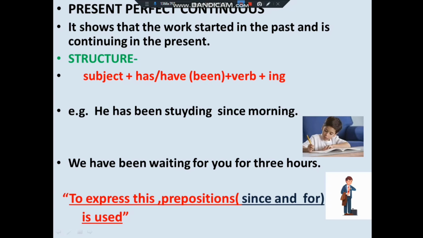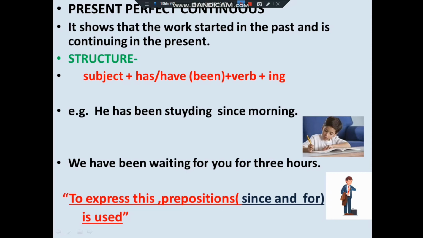Okay children, now move to the next example. We have been waiting for you for 3 hours. Means the time duration is given. In earlier also, we were waiting, means in the past we started that waiting, and the waiting is still in continuation for that time period, whatever the time period is given.